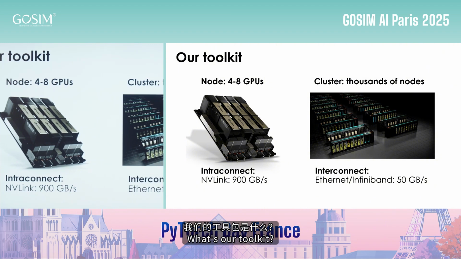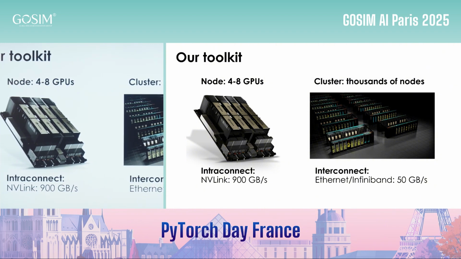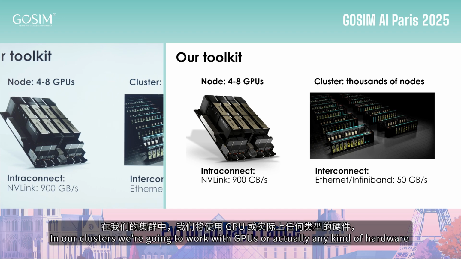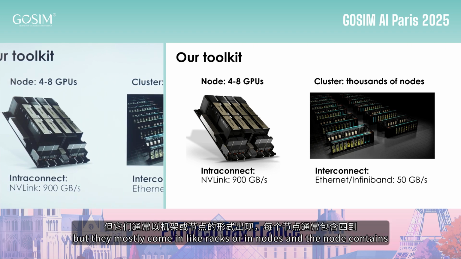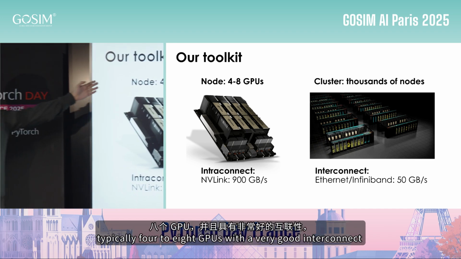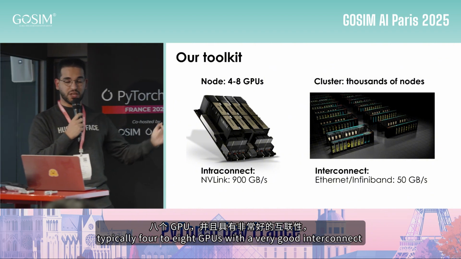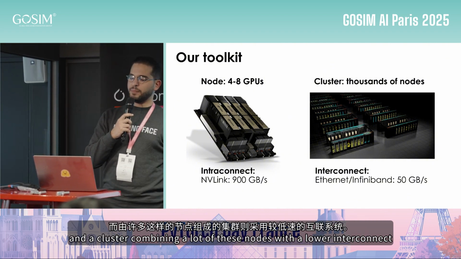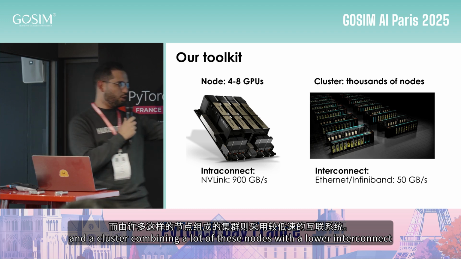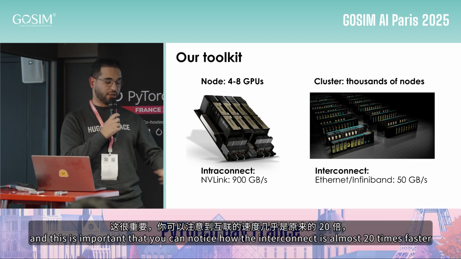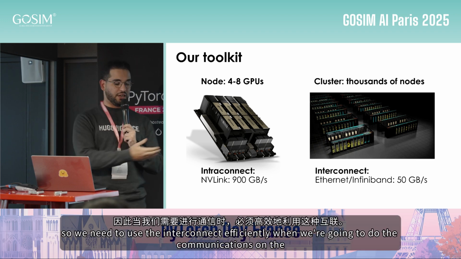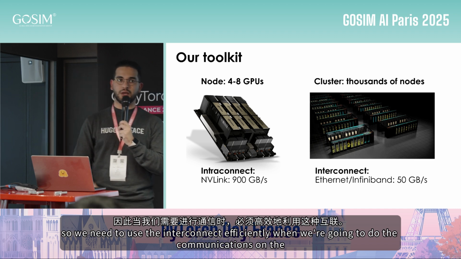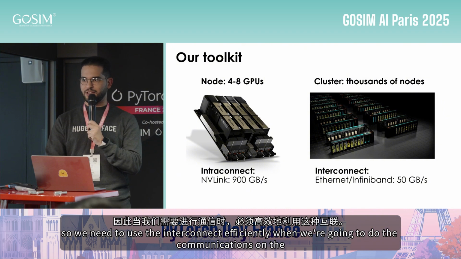What's our toolkit? So in our clusters, we're going to work with GPUs or actually any kind of hardware, but they mostly come in racks or in nodes. And the node typically contains 4 to 8 GPUs with a very good intraconnect, and a cluster combines a lot of these nodes with a lower interconnect. And this is important, you can notice how the intraconnect is almost 20 times faster. So we need to use the NVLink, or the intraconnect, efficiently when we do the communications.